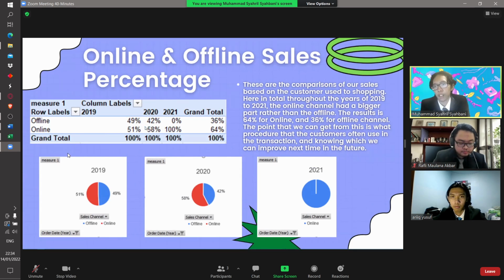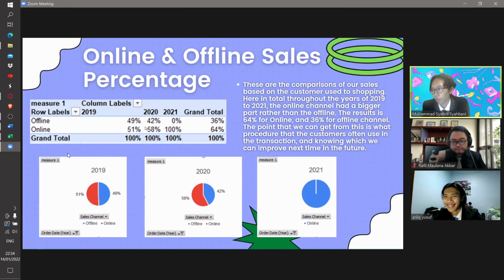Online and offline sales percentage. This is the comparison of our sales based on the channel customers used for shopping here, in total throughout the years of 2019 to 2021. The online channel had a bigger part than the offline. The result is 65 for online and 36 for offline channel.